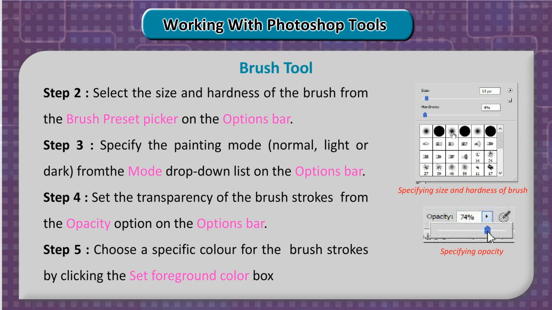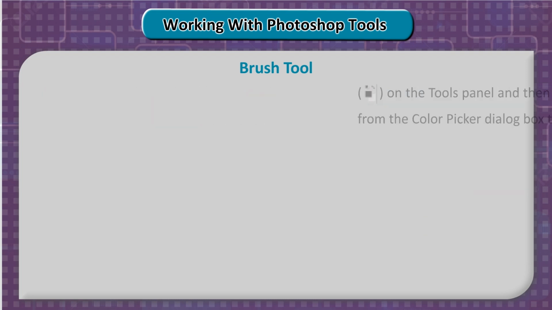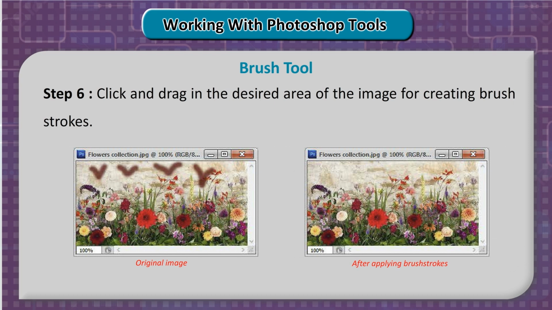Step 5. Choose a specific color for the brush strokes by clicking the Set Foreground Color box on the Tools panel and then selecting the desired color from the Color Picker dialog box that appears. Step 6. Click and drag in the desired area of the image for creating brush strokes. Original image. After applying brush strokes.